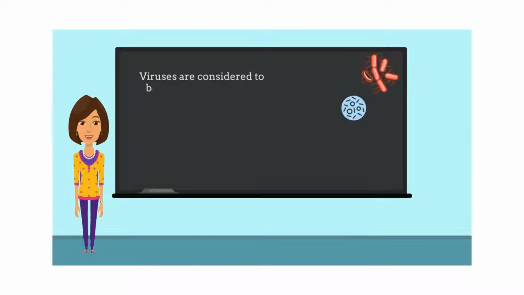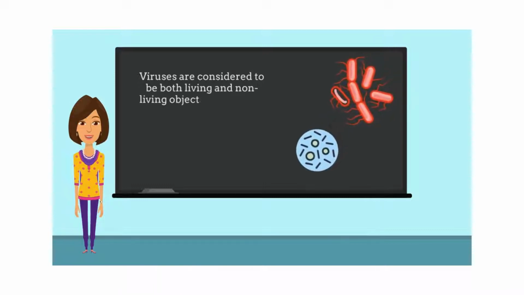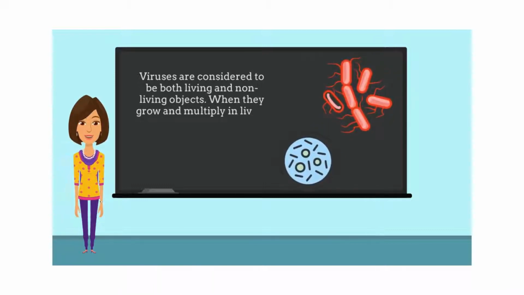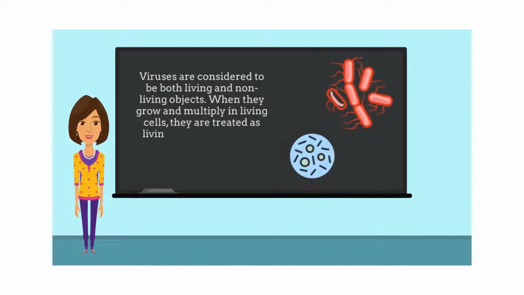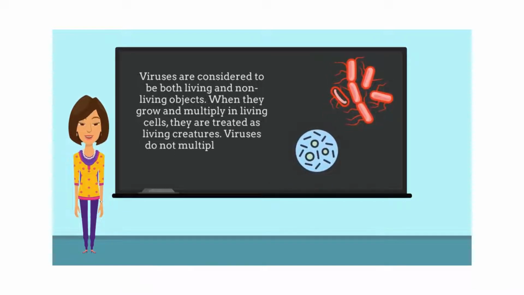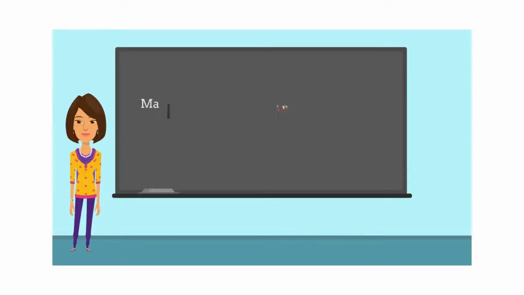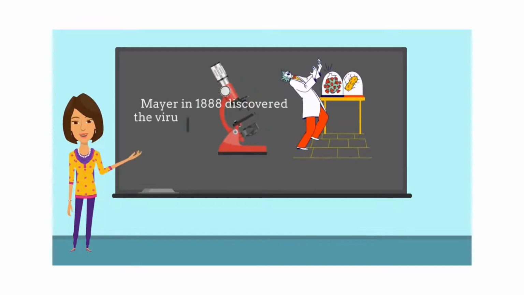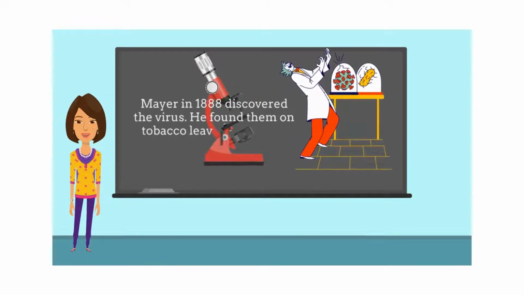Viruses are considered to be both living and non-living objects. When they grow and multiply in living cells, they are treated as living creatures. Viruses do not multiply outside living cells. Meyer in 1888 discovered the virus. He found them on tobacco leaves.